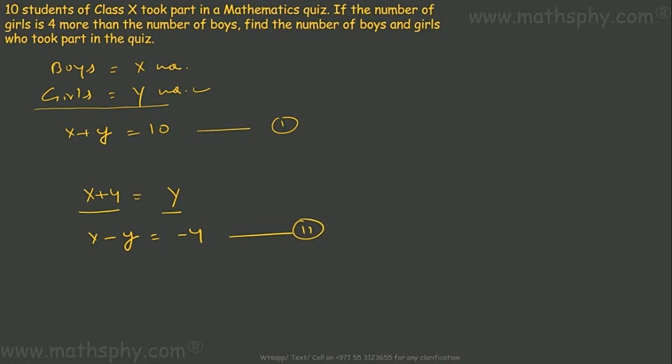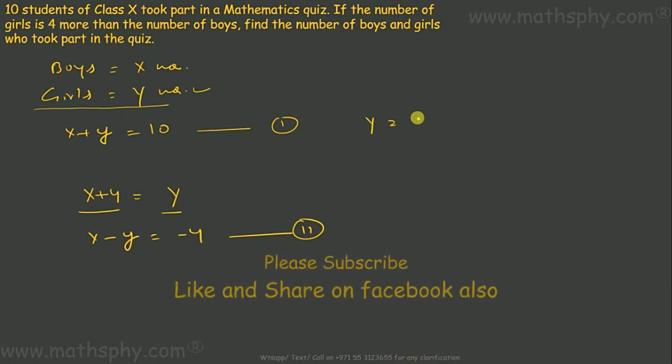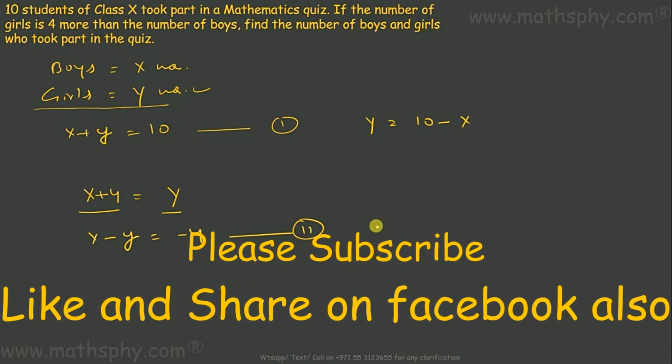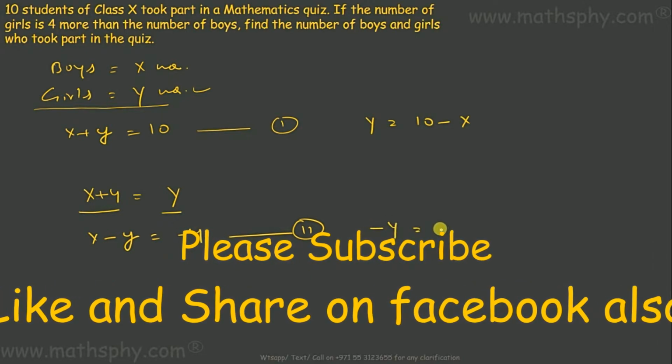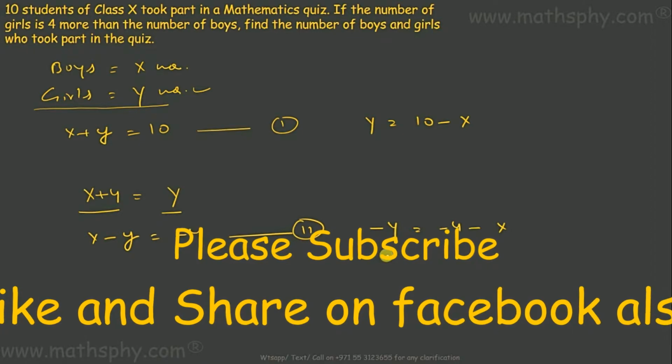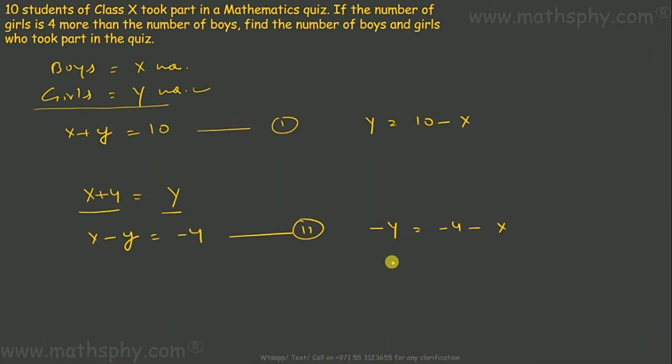To put them into graph, I need y is equal to 10 minus x. This would be minus y is equal to minus 4 minus x. Let's try to cancel negative sign from here. So I'll take negative y is equal to negative, common 4 plus x. This is cancelled. So y is equal to 4 plus x or x plus 4. So I have y is equal to 10 minus x and y is equal to x plus 4. Let's put them into graph.